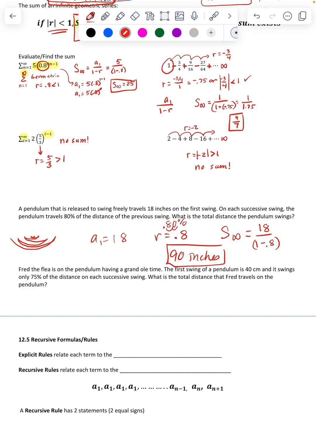Same setup here. Fred the Flea is on a pendulum having a grand old time. The first swing is 40, so A1 is 40 because it says first swing. And it swings only 75%. So here the ratio is only 75%. And when I think of it as out of 100, I'd end up with 0.75.